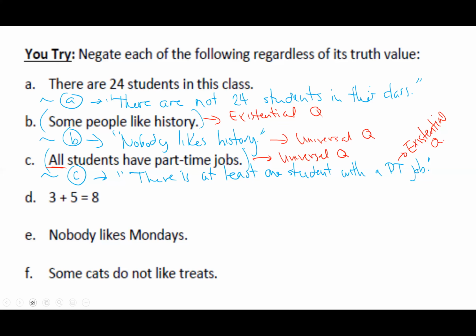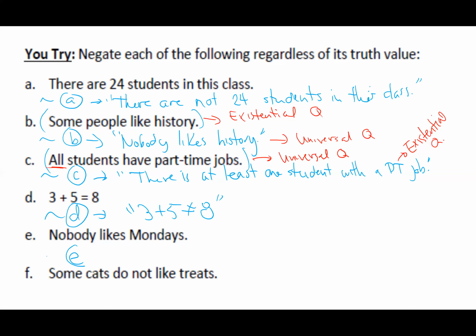So 3 plus 5 is 8. That's going to be my statement D. What is not D? Well, that's 3 plus 5 is not equal to 8. It's certainly not true, but that's what we would have to demonstrate in order to negate that statement.